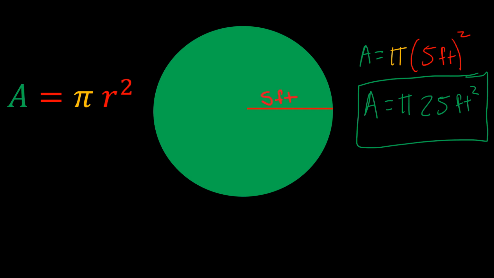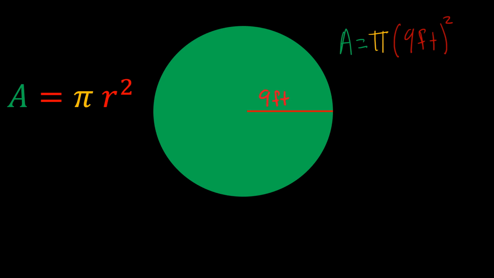Let's do another problem. So in this example, we have a diameter, or excuse me, a radius of 9 feet. Our equation is area equals pi r squared. So area is going to be equal to pi times the radius squared, which is going to be 9 feet. So area is going to equal pi. What's 9 feet squared? I thought I heard it somewhere back there. 81 feet squared. And this would be the answer.